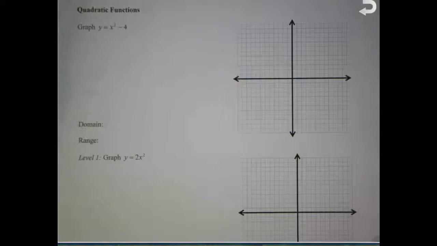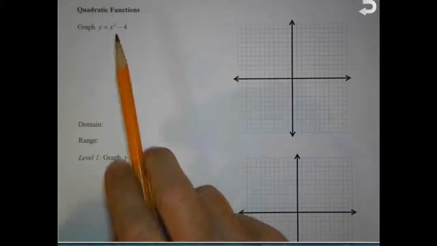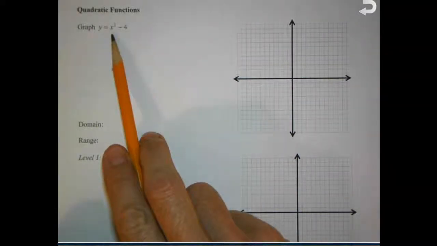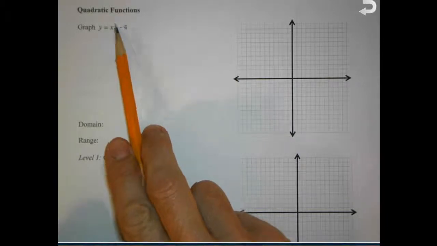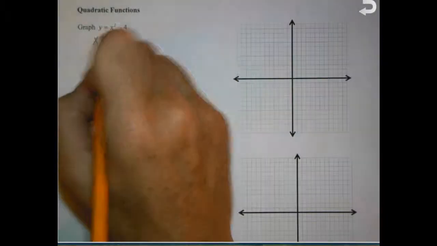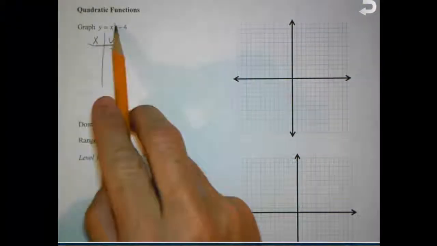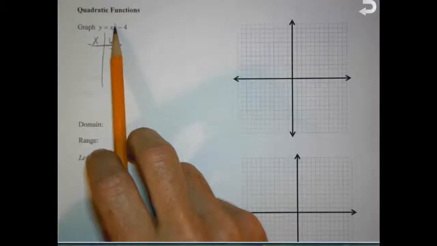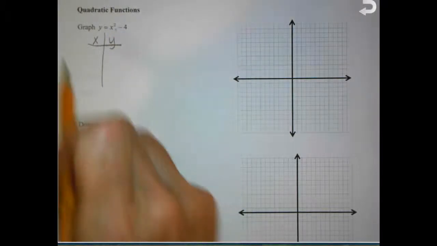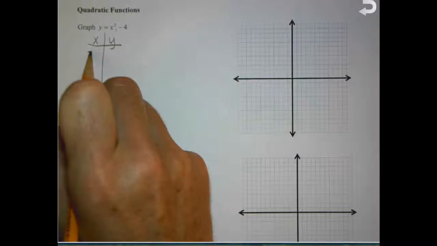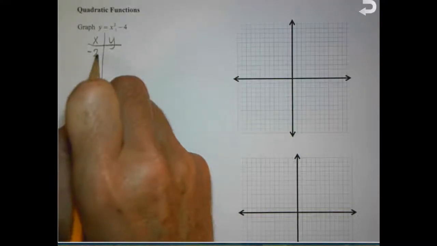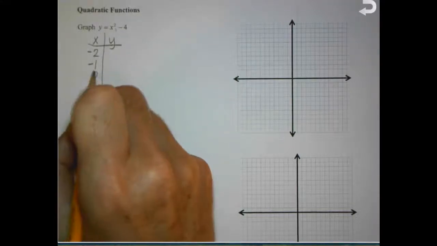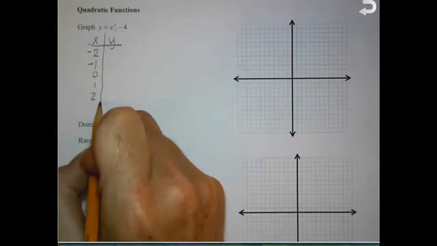Let's take a look at some quadratic functions now. These are a little different. You don't see any absolute values, but you do see exponents. So let's take a look at how those are going to come out. In my x direction, I can choose what values I want, but I know they're going to get big pretty fast because I'm squaring whatever I put in there. So I'm going to stick with some pretty small numbers. Negative 2, negative 1, 0, 1, 2.